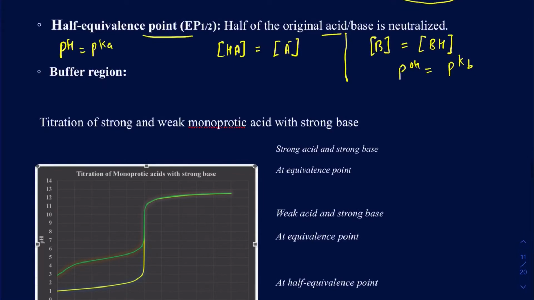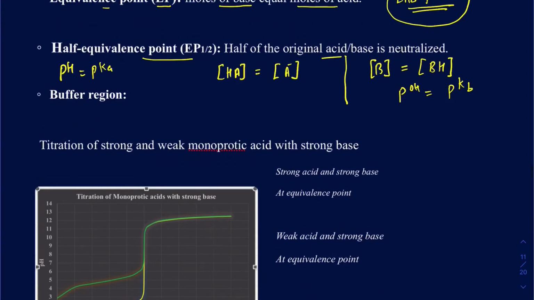The buffer region is usually going to be 1 unit up and down from the pKa. So I would say pKa if it is 4. So I'm just supposing like you have a pKa of 4, then your buffer region is going to be from 3.0 to 5.0. So that's always going to be the typical case. You have a buffer region from 1 unit up and down from your original pKa value for a particular weak acid or a weak base.